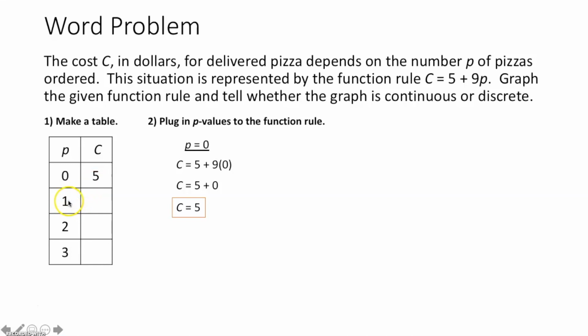What's the C value that goes with 1? I'm going to take 1, plug it in for P in my original function rule. What's 9 times 1? I get 9. And then 9 plus 5 gives you 14. Plug that in next to 1.